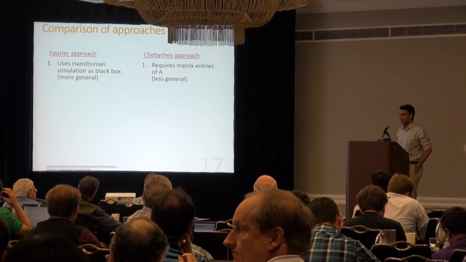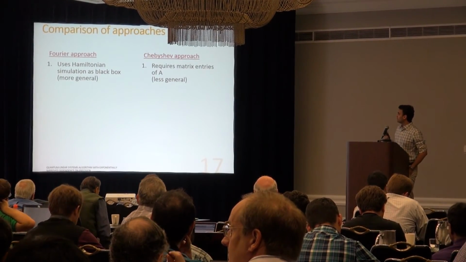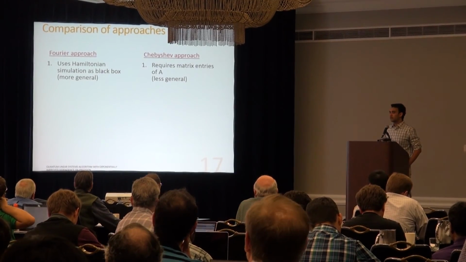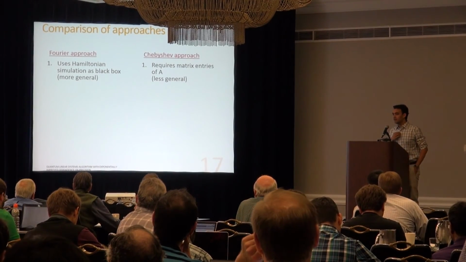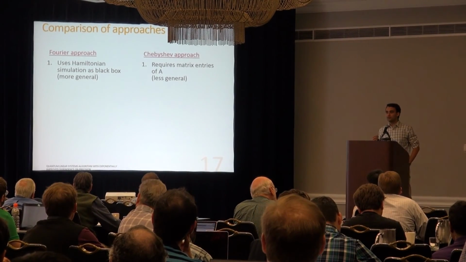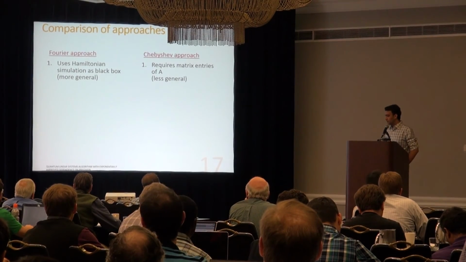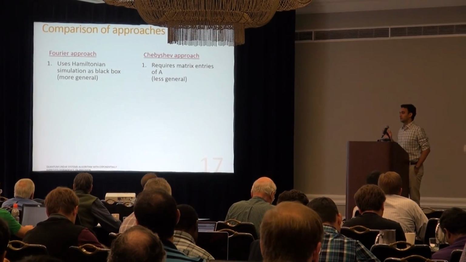And finally, let me just end with a comparison of these two approaches. The main difference between these two is the first one uses Hamiltonian simulation as a black box. It can also be used for other matrices A for which you don't know how to do this. You don't have this matrix entry oracle that we assume. So we assume that you can figure out the entries of the matrix, or maybe the matrix is not sparse to start off with.